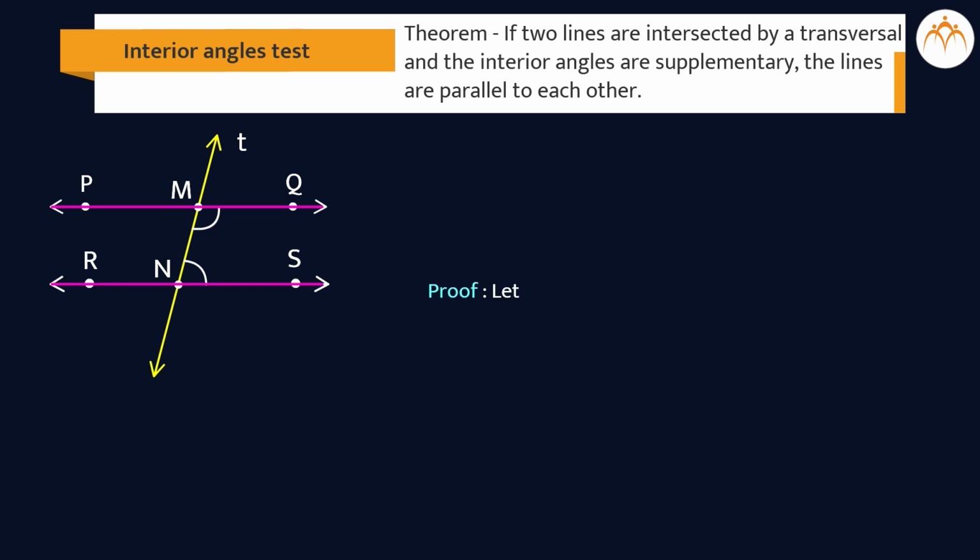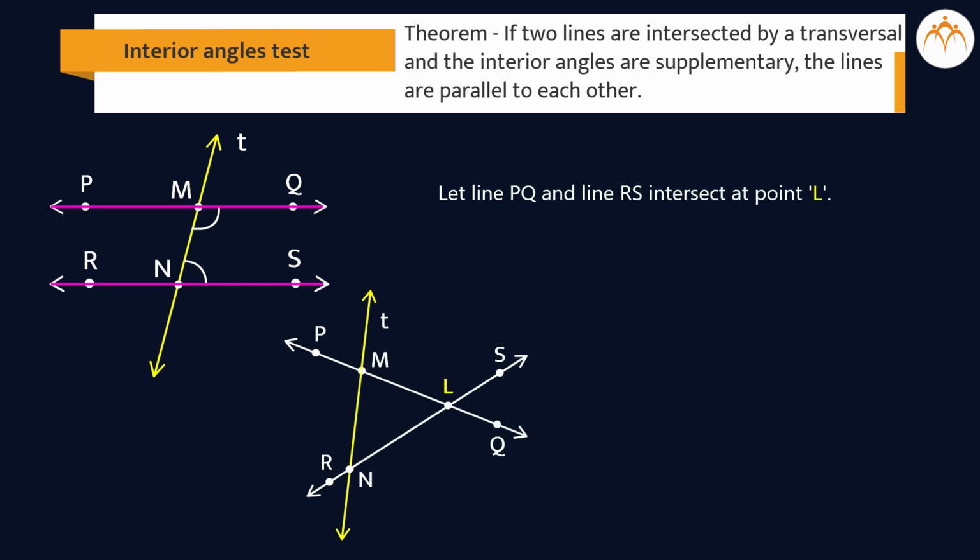Proof: let us prove it by indirect method. Assume that the statement line PQ parallel to line RS is false. Therefore, line PQ is not parallel to line RS. Let line PQ and line RS intersect at point L. Triangle LMN is formed as shown in the figure.